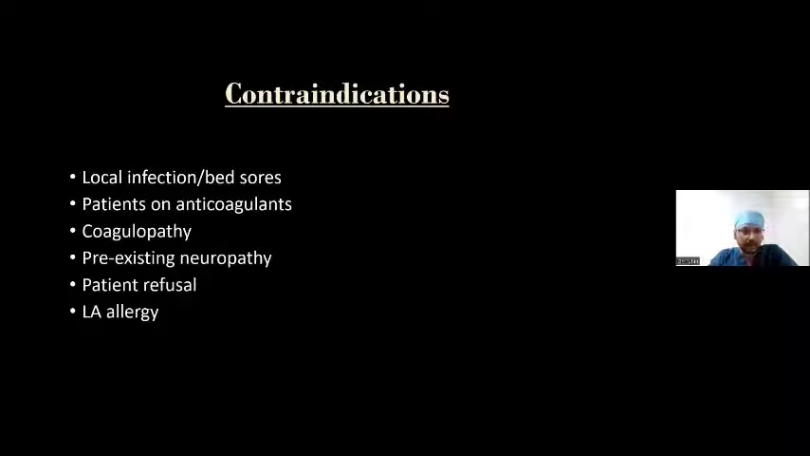The contraindications include local infections, especially bed sores. If the patient is on anticoagulants or having coagulopathy, pre-existing central or peripheral neuropathy, patient refusal, and allergy to the local anesthetic are absolute contraindications. In case of pre-existing neuropathy, you can think about the risk-benefit ratio, discuss with the patient and attendants, and then you can go ahead with the block after proper documentation.